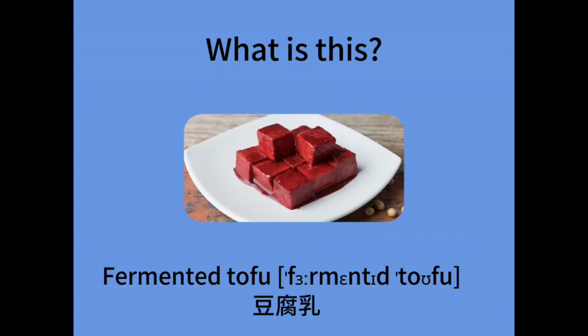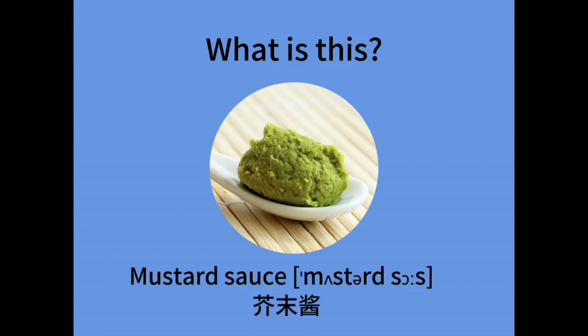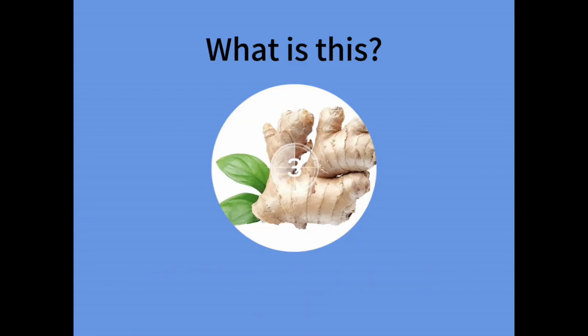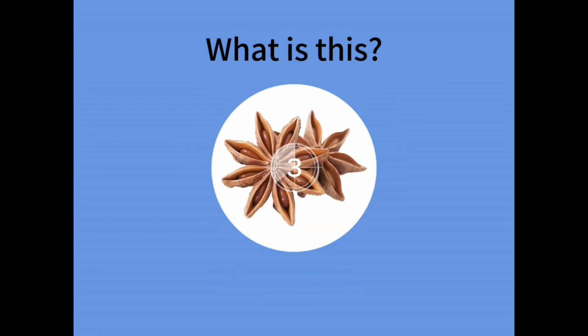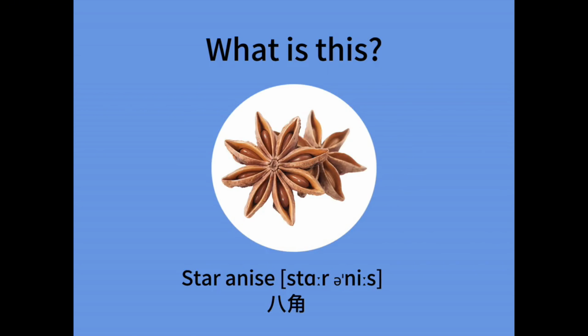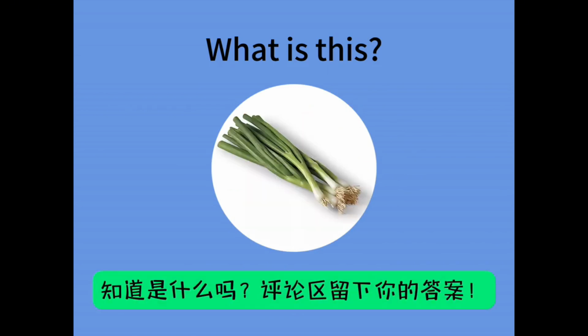What is this? Fermented tofu. What is this? Mustard sauce. What is this? Ginger. What is this? Celery. What is this? Star anise. What is this?